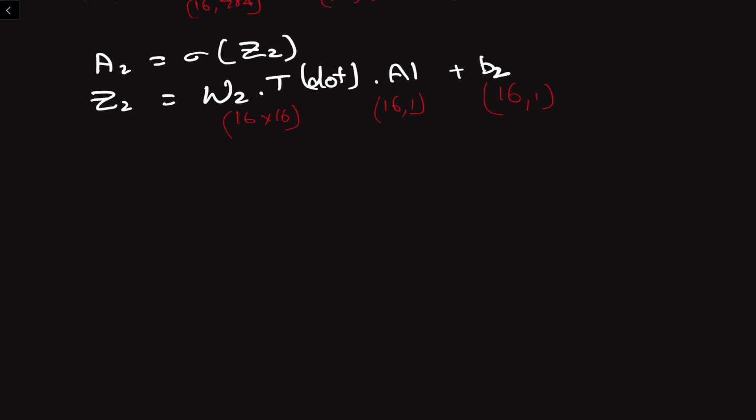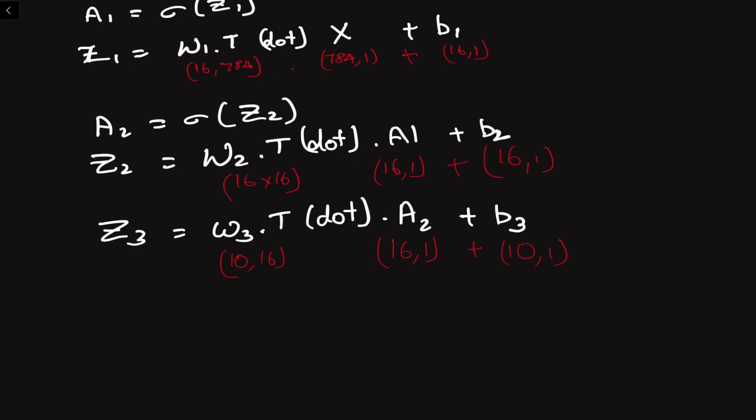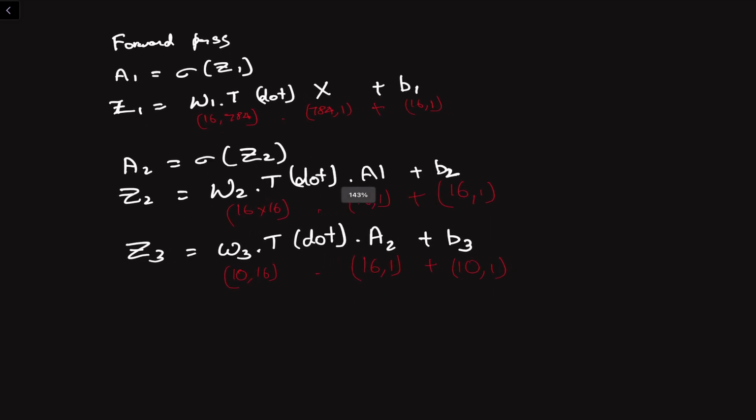All right, and Z3 equals W3 dot transpose dot A2 plus B3, and let's write down the dimensions real quick. It's going to be 10,16. It's going to be 16,1. And it's going to end up 10,1. This is a plus. Okay, be careful here. That's a plus, and this is a dot product. All right. This is for our forward pass.